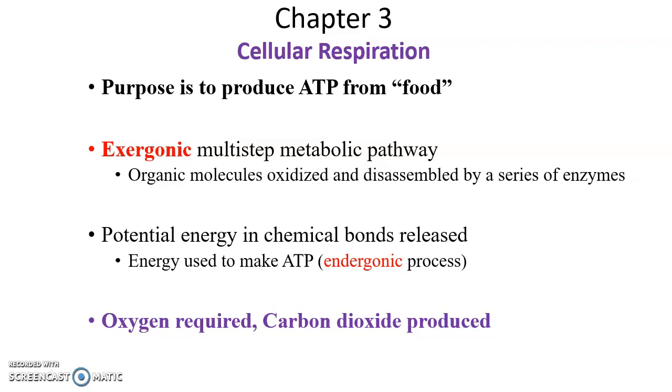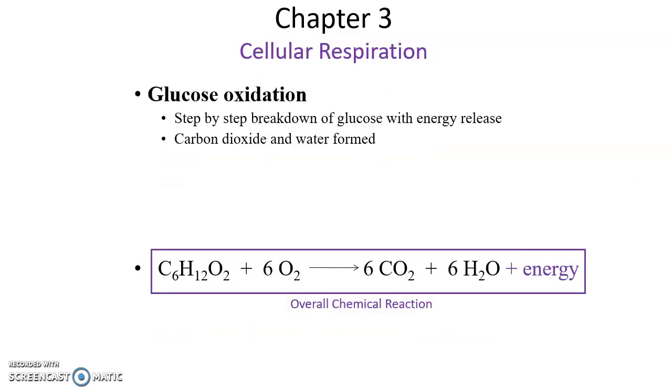This process requires oxygen. This is why we breathe in. And it produces carbon dioxide, which is why we breathe out. The whole process is referred to as glucose oxidation. We are burning glucose, basically. Long step-by-step process, turning glucose into carbon dioxide and water. So the overall chemical reaction: glucose plus 6 oxygens will yield 6 carbon dioxides plus 6 waters plus energy. That'll become ATP.